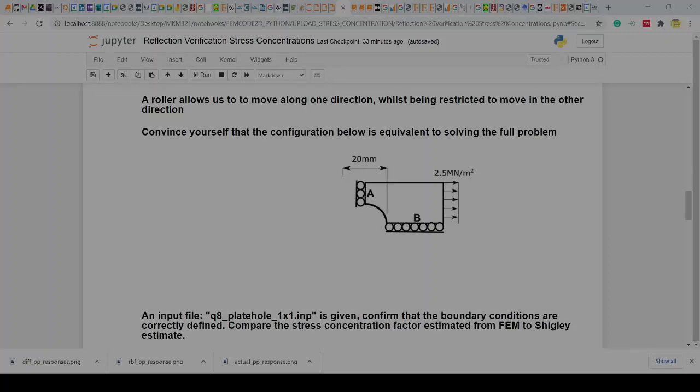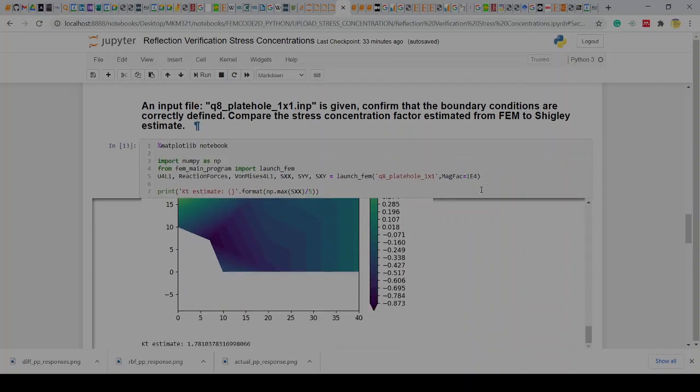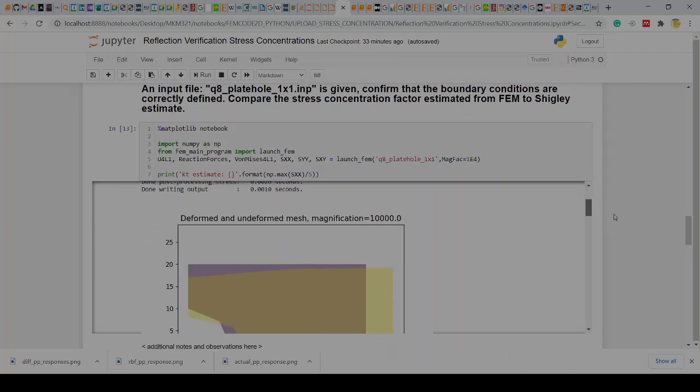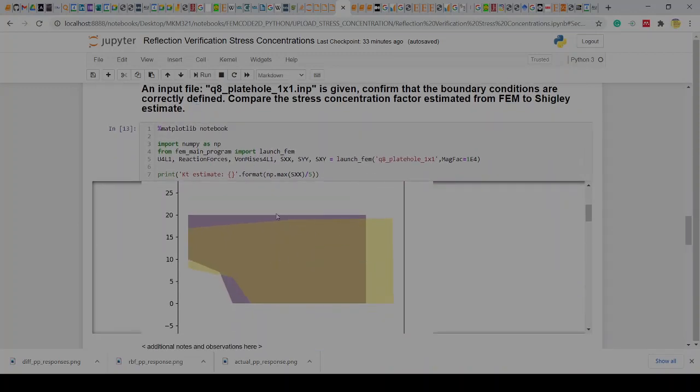Okay, so what we're now going to do is look at what the input files should look like, what should be going on there. So we're going to be looking at a couple of meshes. For one, we're going to be looking at this Q8 plate hole one by one. What it implies there's a single element that we use here, one element here, and one element here. So there's 3 elements in total.